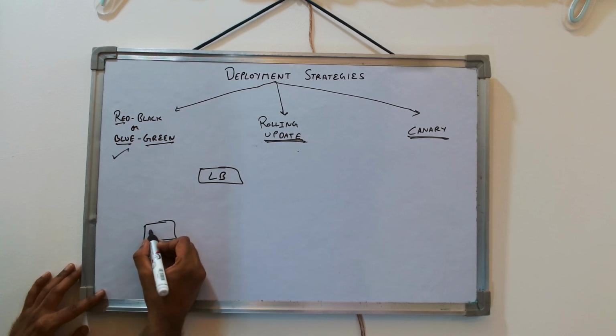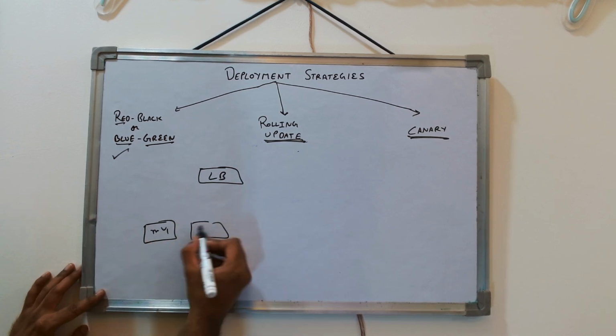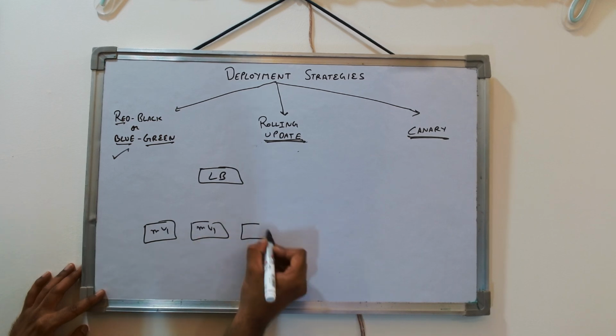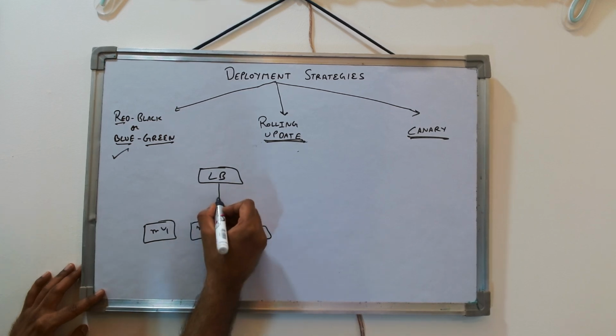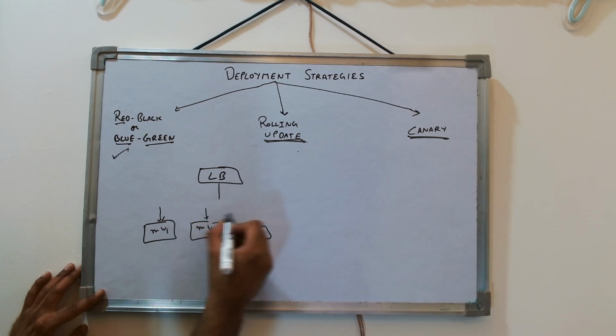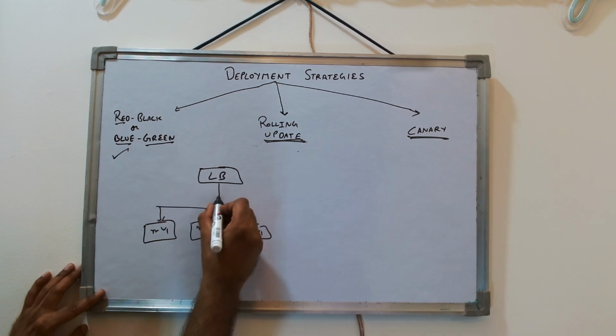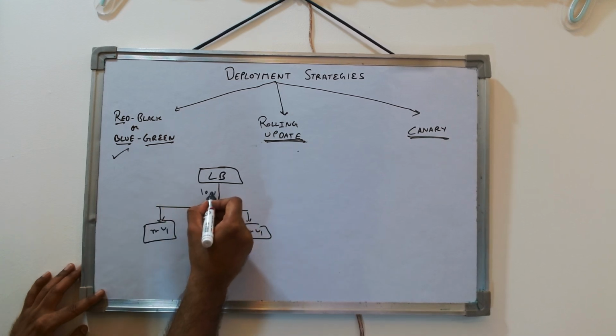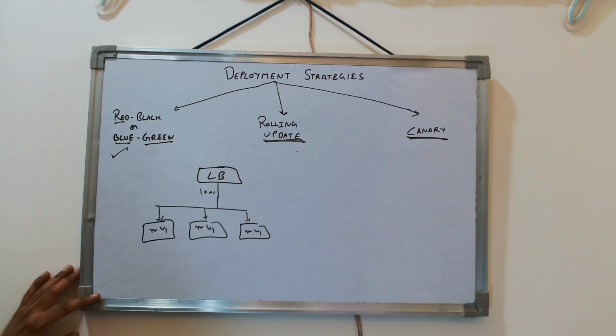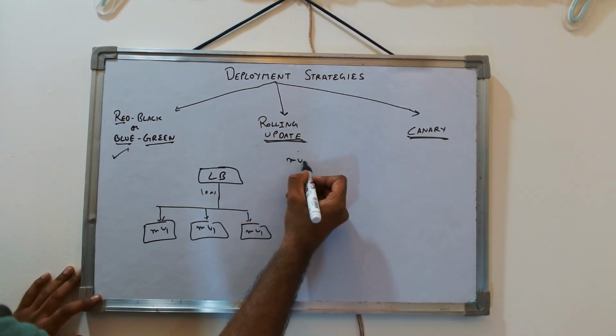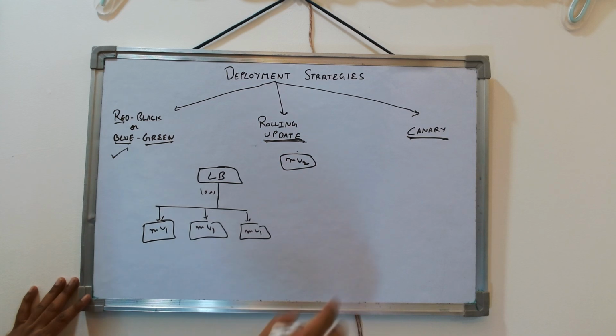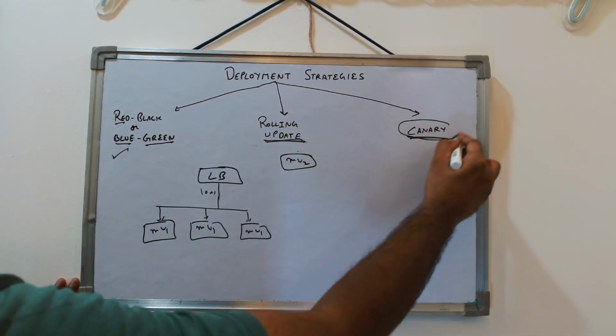Okay, manifest version 1, manifest version 1, manifest version 1. So this is already taking traffic. Okay, 100% traffic. This is your existing setup. Now you have one manifest version 2 which needs to be deployed, and now you are choosing Canary deployment.